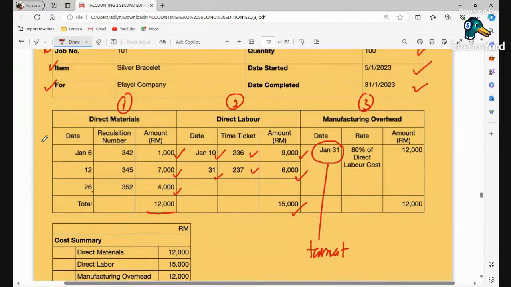Okay, alright. So how much is applied manufacturing overhead? Okay, the rate is 80% from the direct labor cost. So this is actually 80% darab apa? Darab ni. Okay, 15,000. So madam akan dapat 12,000. So this is your direct material. This is your direct labor. And this is your applied manufacturing overhead.